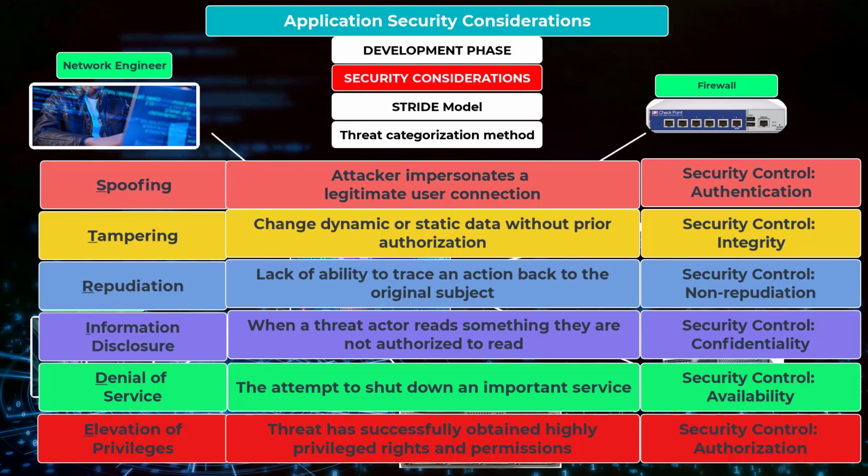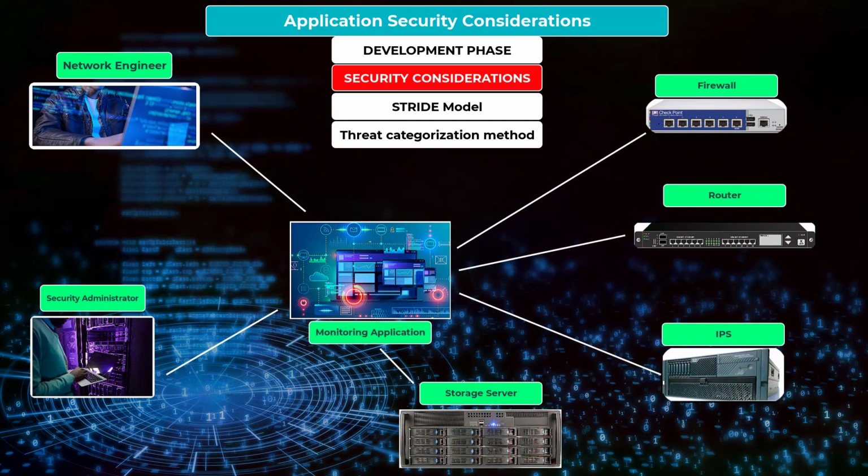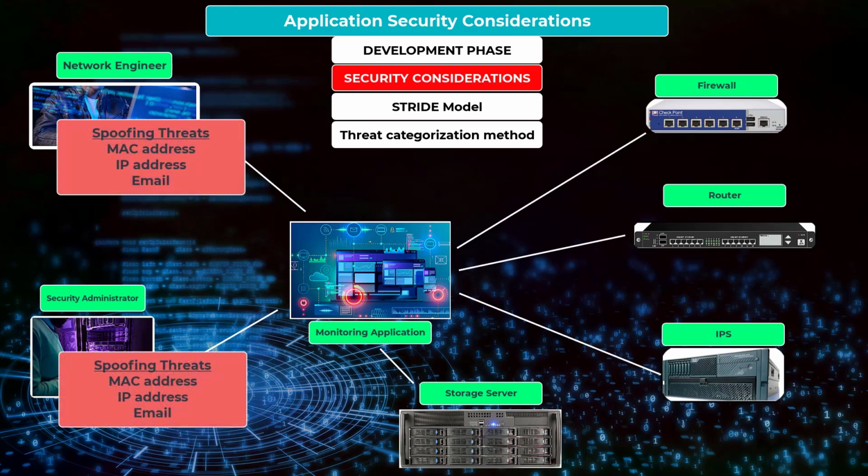All right, so now let's see how we can apply the STRIDE model to our diagram. For spoofing, a potential threat can try to spoof the account of the network engineer or the security administrator. They can also try MAC address spoofing on all of the devices and accounts, right? All machines have a MAC address. The firewall, the servers, the user workstations all have MAC addresses, and they all have the potential to be spoofed.